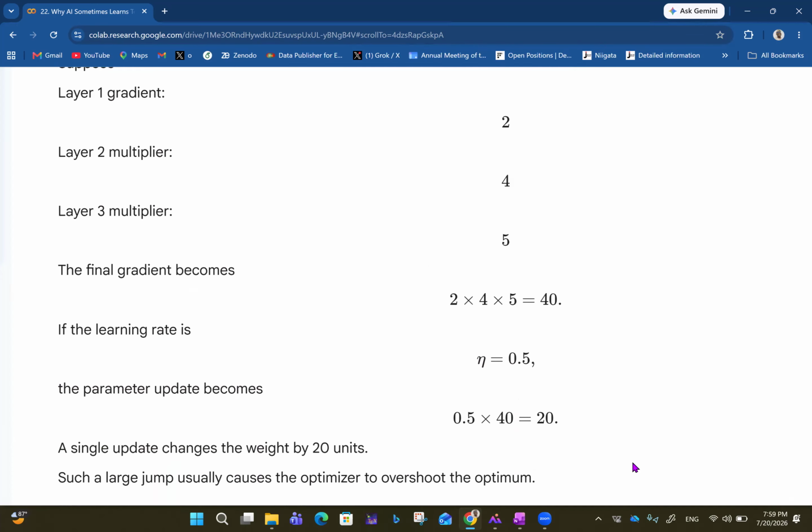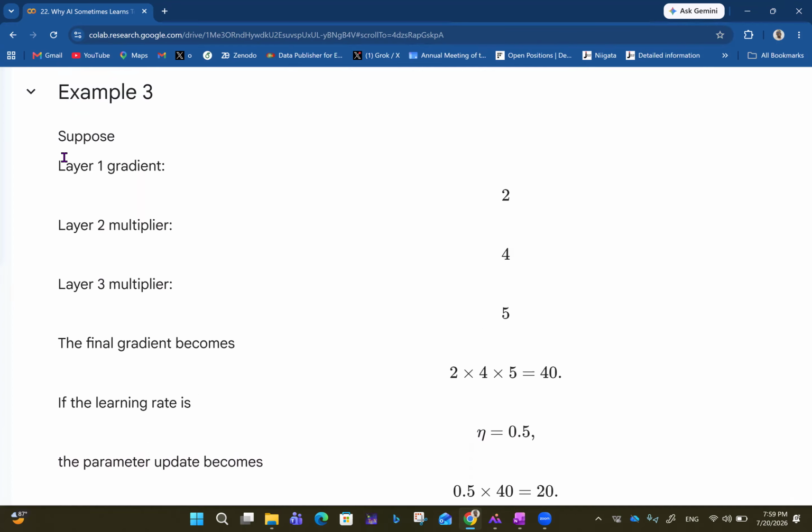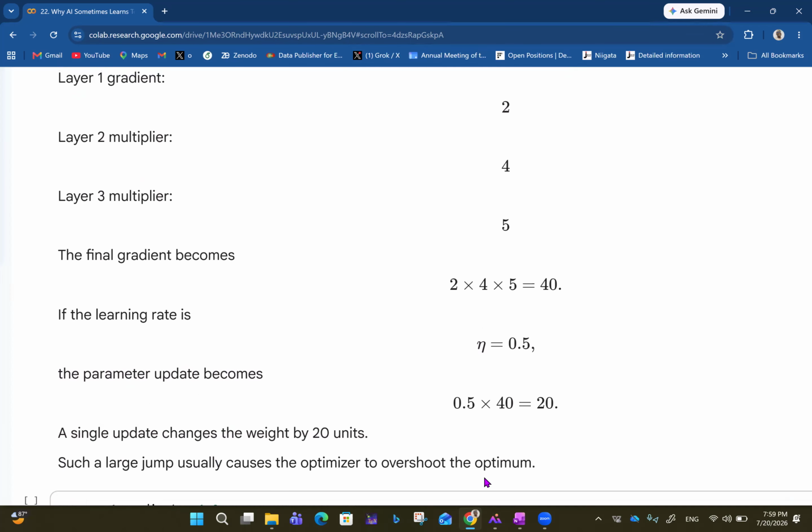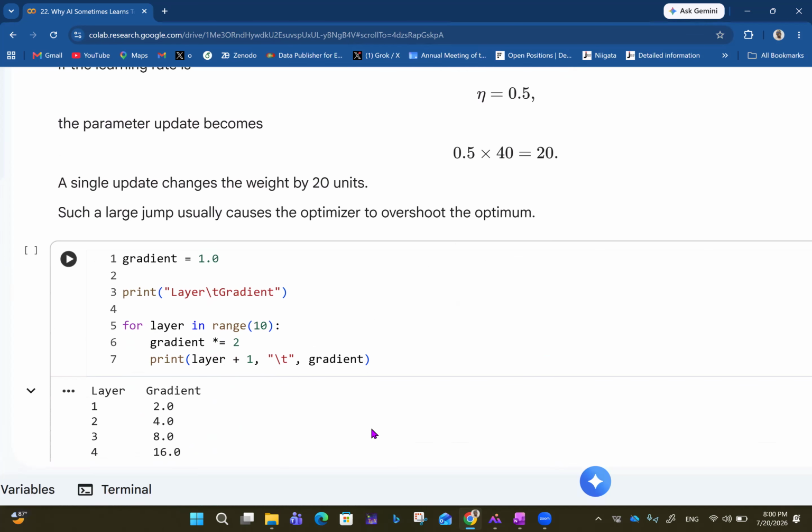So imagine example 3 here. Suppose you have layer 1 gradient to be 2, layer 2 to be 4, and in layer 3, you have 5. So the final gradient then becomes 2 times 4 times 5, which is 40. Now, if the learning rate eta is 0.5, the parameter update becomes 0.5 times 40, which is 20. A single update changes the weight by 20 units. So such a large jump usually causes the optimizer to overshoot the optimum value like we saw in previous examples.